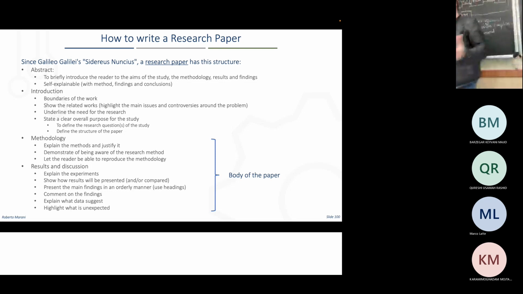Because Galileo Galilei, who invented the scientific method, in 1610 wrote down maybe the first paper in history, this Sidereus Nuncius, in Latin. Why Latin? Because Latin was the official language, as we now write in English because English is known worldwide. Of course, he was able to speak in Italian, but he preferred to write in Latin to reach more people.